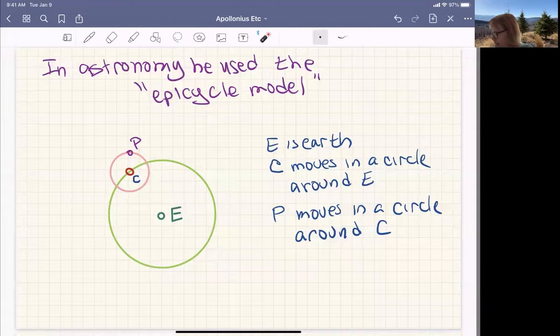So he imagines that there's a circle around the Earth. There's a point C on the circle that is moving around the Earth. And at the same time, the planet is moving in a circle around this point C. So this point is moving around the circle, and then P is rotating around that circle wherever that circle happens to be. And so that's how he explains planetary motion.